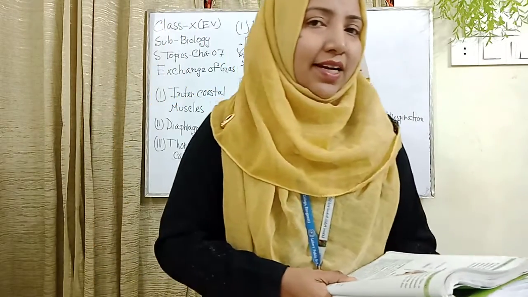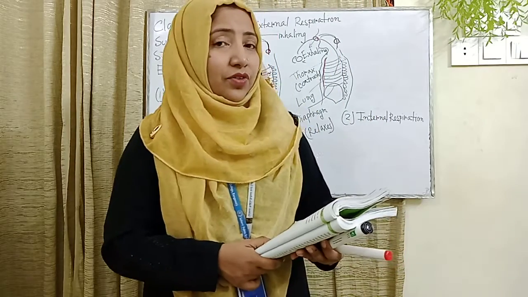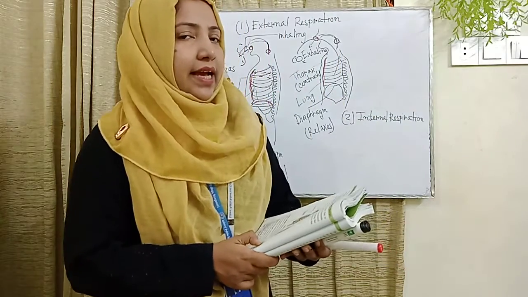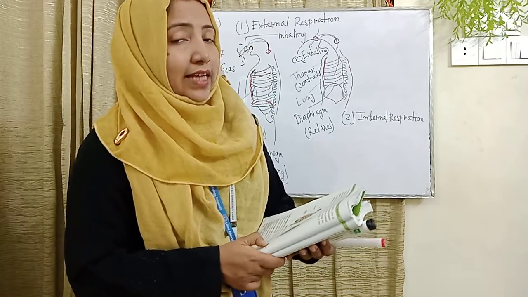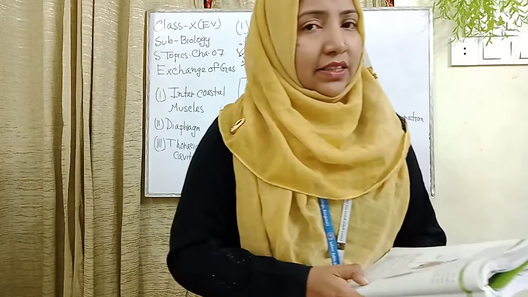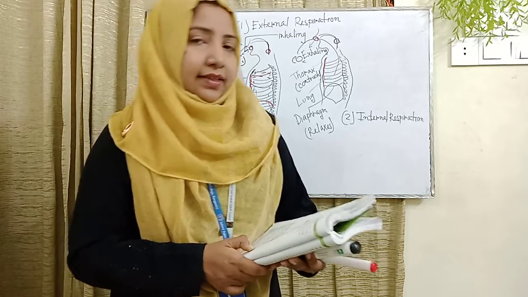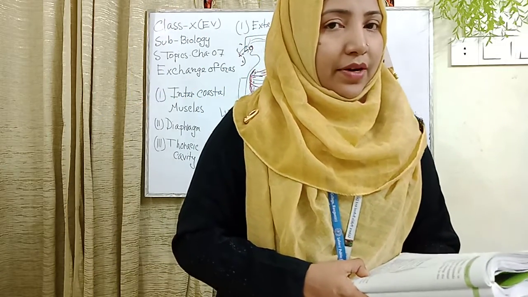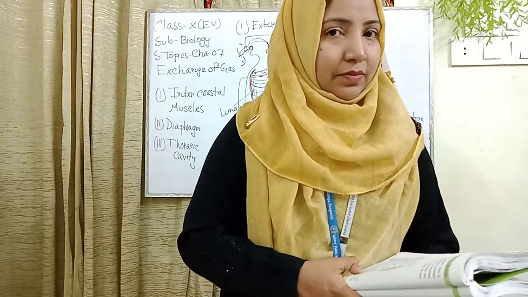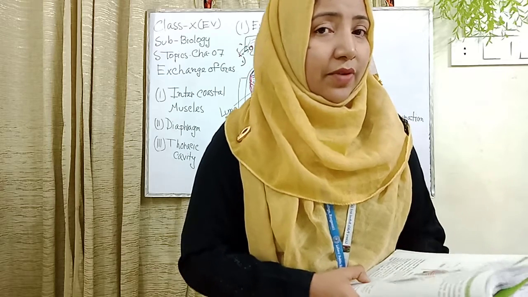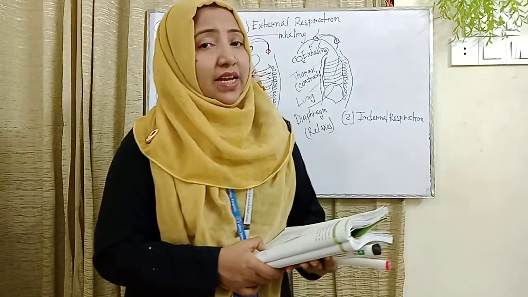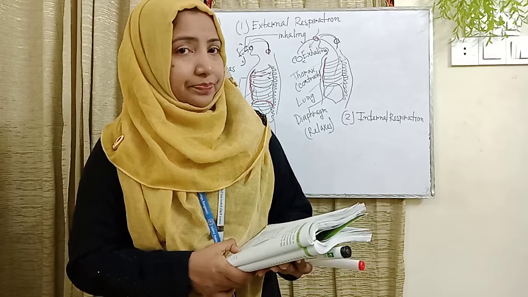Dear students, there are two types, which I explained a few times: the external respiration and the internal respiration. In the external respiration, there are three parts: first the thoracic cavity, second the diaphragm, and the muscles that contract and expand. Our next topic is also very important for your final exam or test exam.